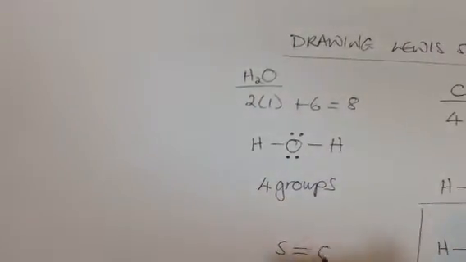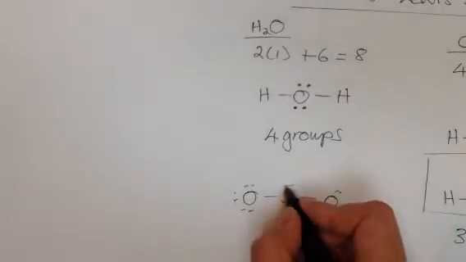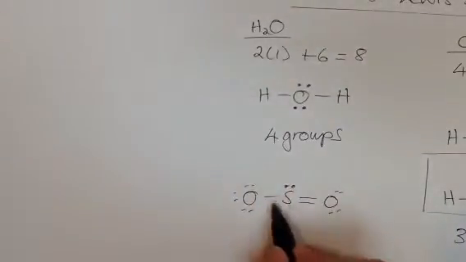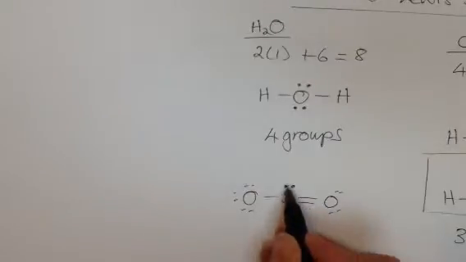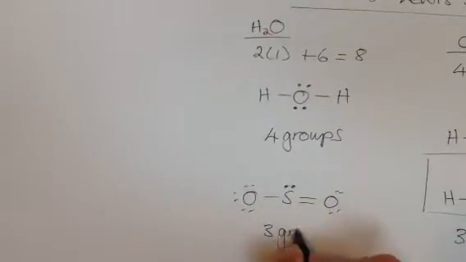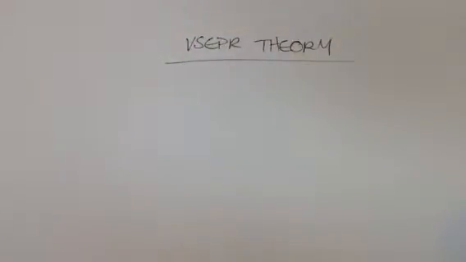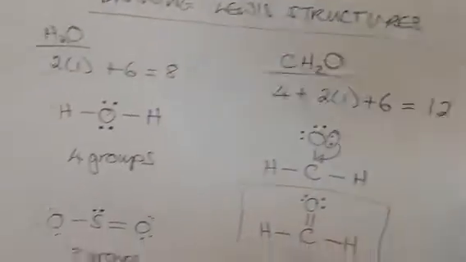Let me just quickly draw a Lewis structure for you. SO2 down here, I don't know if you can see, that's a lone pair, has 1, 2, 3 groups on the central atom: a single bond, a double bond, and a lone pair. So that's 3 groups. Okay, so let's take a look. In fact, let's use those molecules as our example.